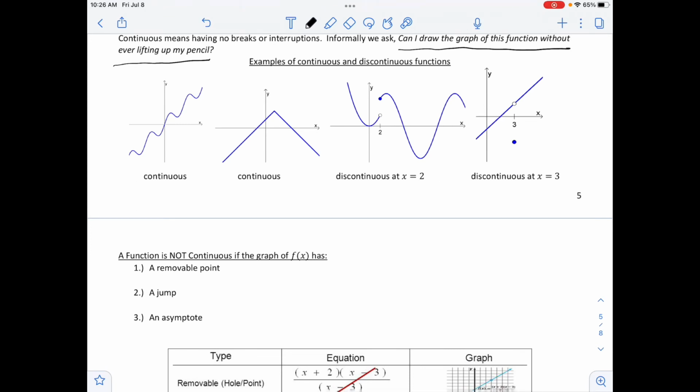The third one, though, you'll notice at 2 it is discontinuous because you did have to lift your pencil here and you did a jump. Likewise with the next one, it is discontinuous at 3 because again you would have to jump down to that other point and then come back to the graph.